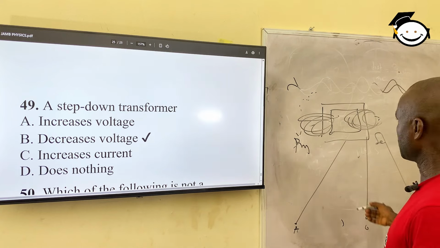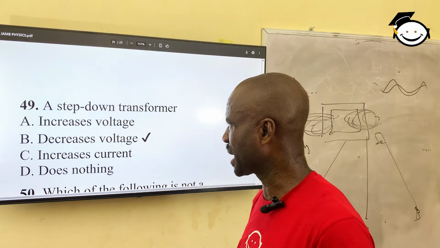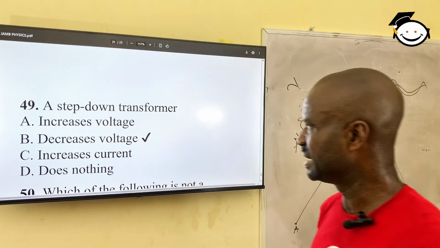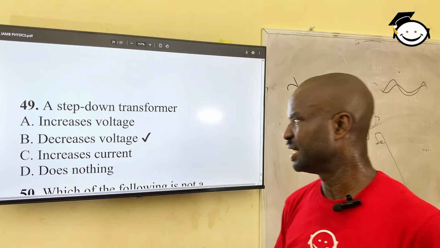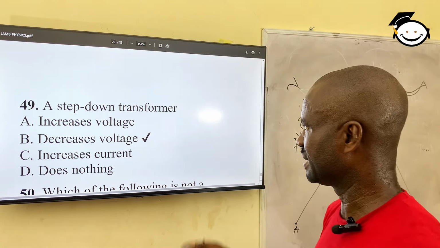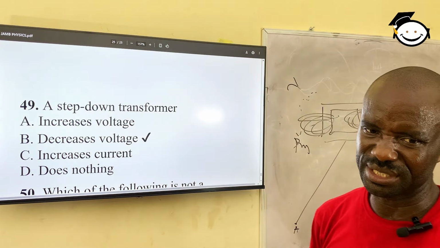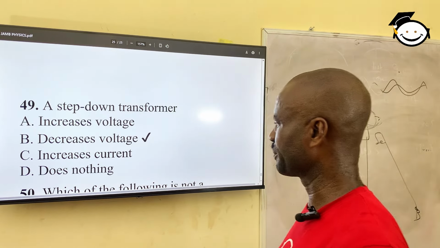Or if you step it up, you want the current to be increased. So if you step down the transformer, what are you trying to do? You increase the voltage, you decrease the voltage, you increase the current, does nothing. That means nothing changed. The correct answer is, if you step down a transformer, you are decreasing the voltage.